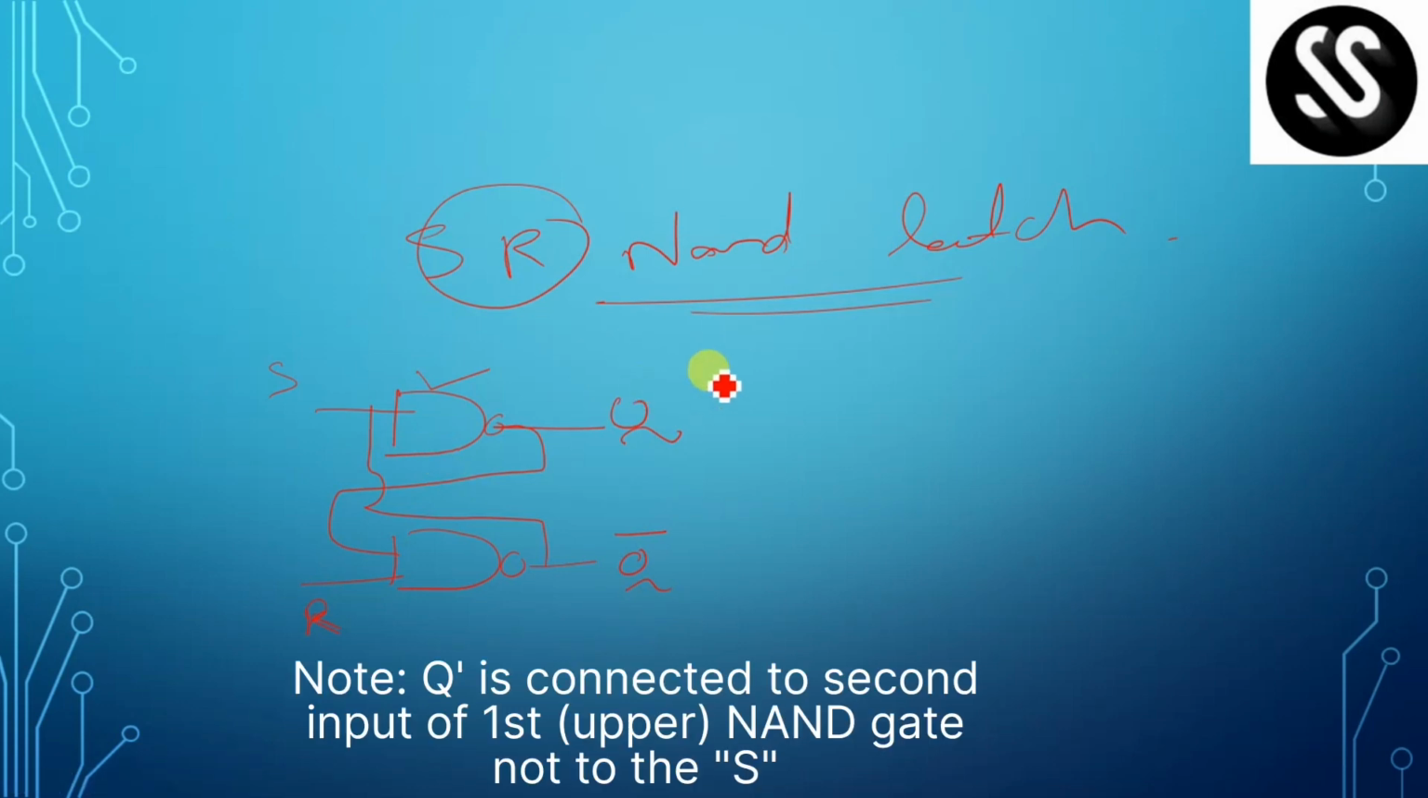Here, if your S value is 0 and R value is 1, Q becomes 1. In the case of a NOR latch, this Q becomes 0, but in the case of a NAND latch, it becomes 1. And when S equals 1 and R equals 0, this Q becomes 0. So due to this kind of transition, our race condition occurs.